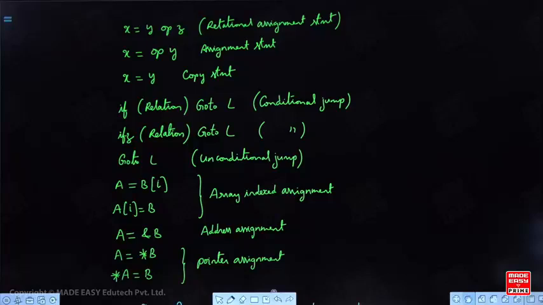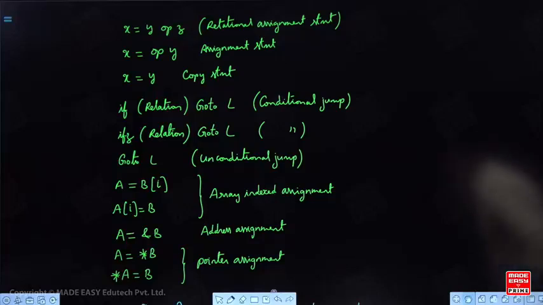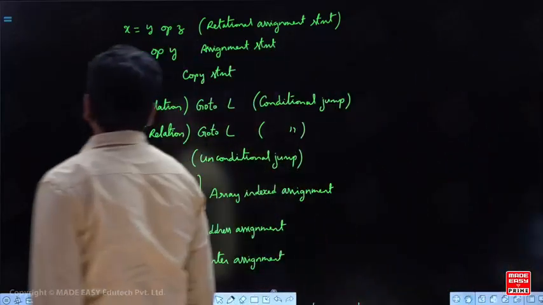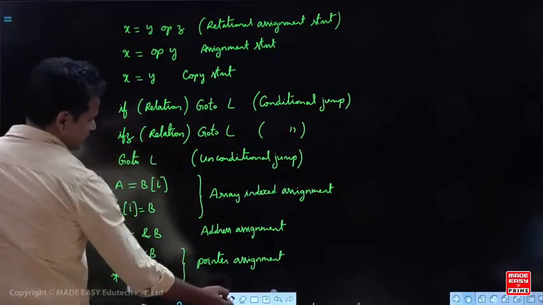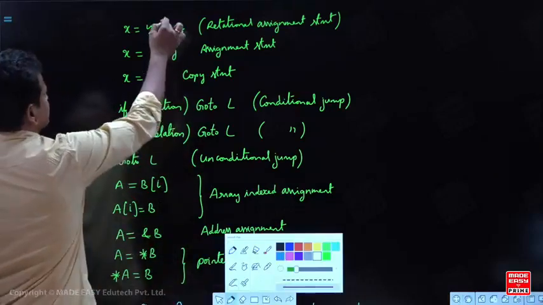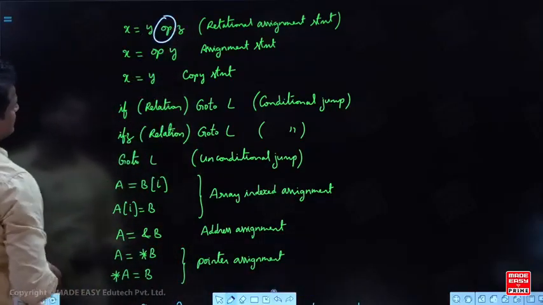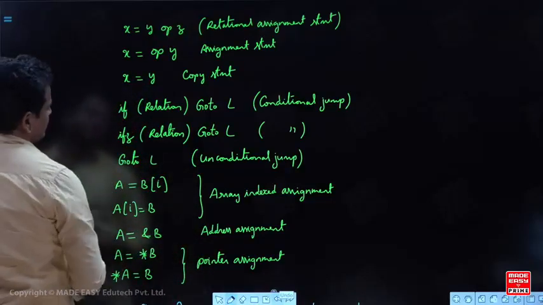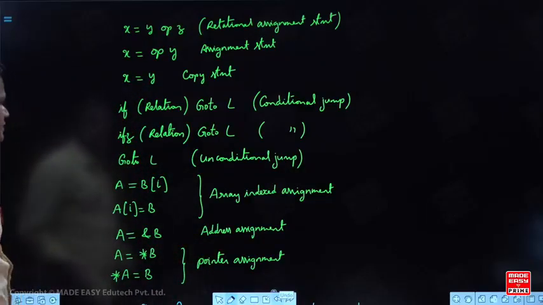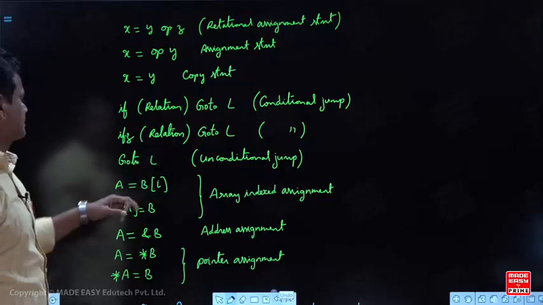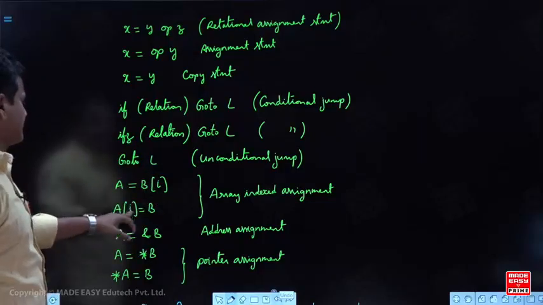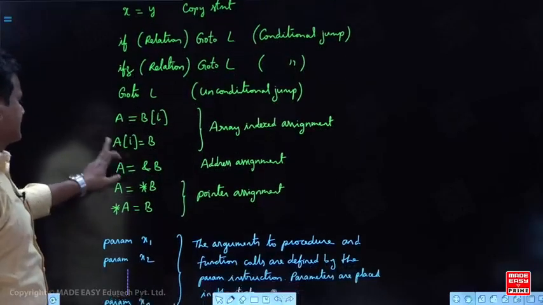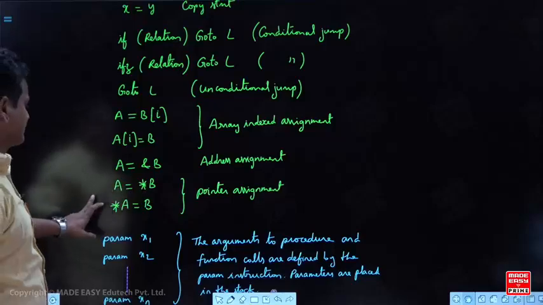It is not a valid 3 address code, Praveen Kumar. On the right hand side only one operator is valid, maximum one operator. Copied. So this is unconditional, these two are the conditional. These two are the array indexed assignment. This is address assignment, this is pointer assignment.